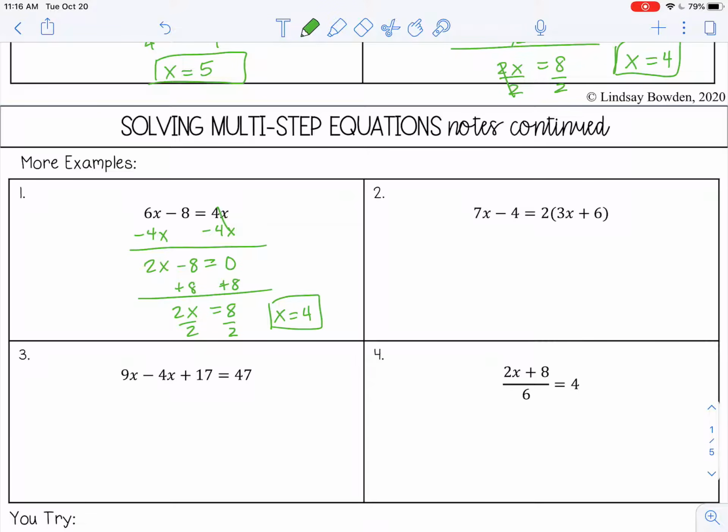Now, that's not the only way. Let me go back and show you the other way, because some of you may be thinking you're just doing extra steps. Why are you doing that? You definitely don't have to do it that way. I could have moved the 6x.